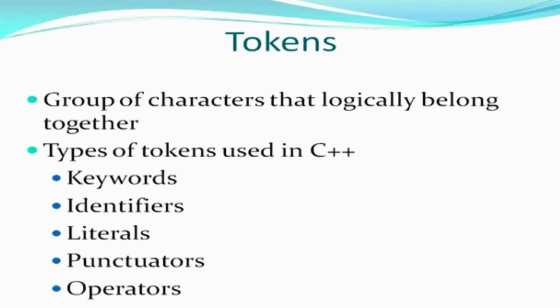We move on to the next topic, that is tokens. When I group characters to perform a particular job, or the characters that logically belong to each other to perform a particular job, then they form tokens. The types of tokens that are used in C++ are keywords, identifiers, literals, punctuators and operators. We will be covering all these one by one. First, we start with keywords.